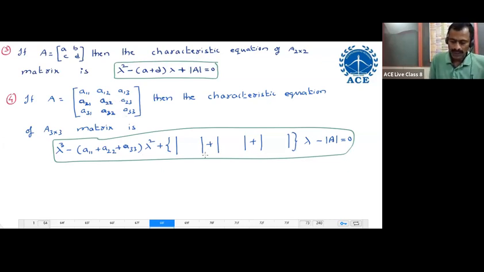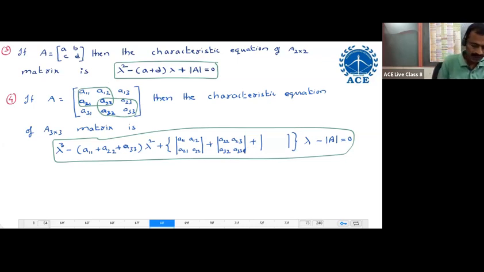Right? Now, without finding the minors and cofactors, here we can directly add the 3 second order determinants. That is like this. In the given 3 by 3 matrix, consider the very first 2 by 2 matrix determinant, that is here A11, A12, A21, A22. Next, the last 2 by 2 matrix determinant, here A22, A23, A32, A33.